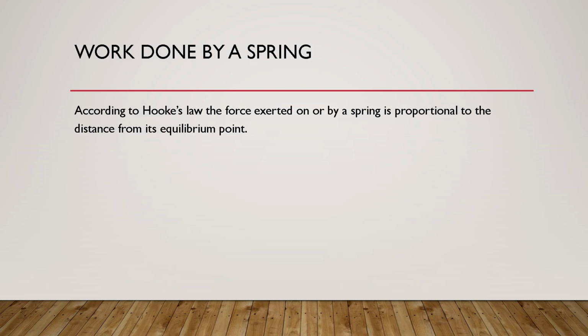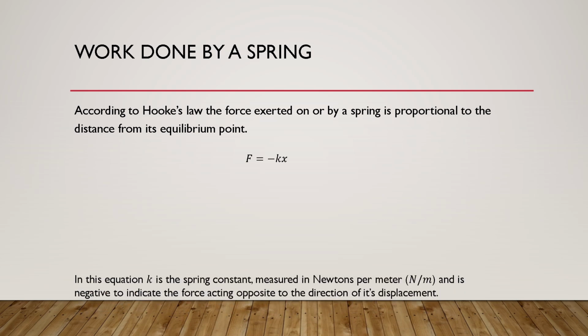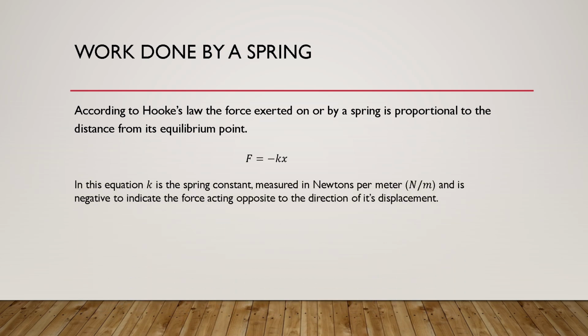Another example of work done by a varying force is work done by a spring. According to Hooke's law, the force exerted on or by a spring is proportional to the distance from its equilibrium point. The equilibrium point is defined as the position of the spring with no force applied to it. F is equal to negative k times x. In this equation, k is a spring constant measured in newtons per meter and is negative to indicate the force acting opposite to the direction of its displacement.